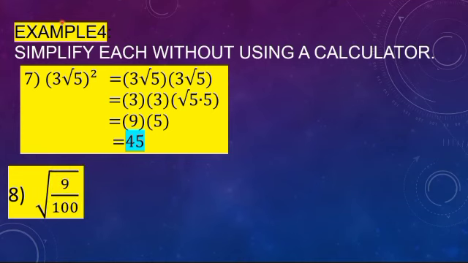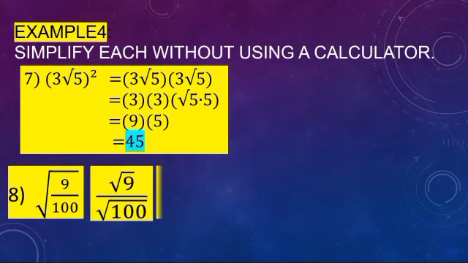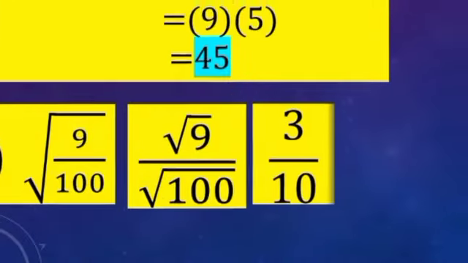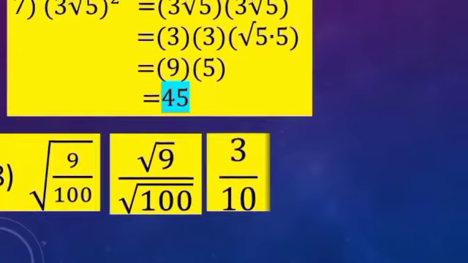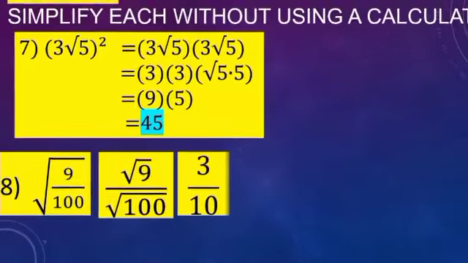Another example, if we have square root of 9 over 100. So, by quotient property, this is the same as square root of 9 over square root of 100. Square root of 9 is 3, square root of 100 is 10.